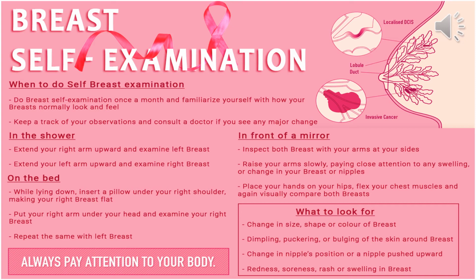Now, what you're looking for when you're doing these breast self-examinations are a change in size, shape, or color of the breast; dimpling, puckering, or bulging of the skin around the breast; change in nipple position or nipple pushed upward; redness, soreness, rash, or swelling in the breast. Last but not least, always pay attention to your body and any changes that you see.